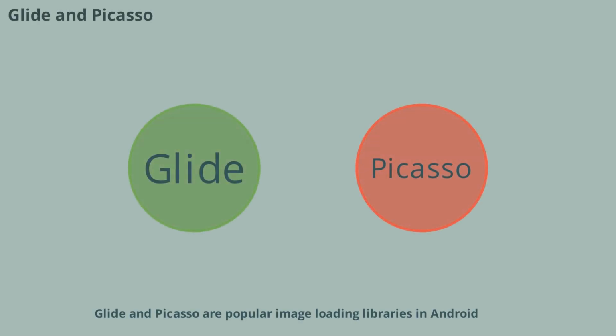Glide and Picasso are popular image loading libraries in Android. They handle image loading, caching, resizing, and transformation efficiently. Both libraries support memory and disk caching, placeholder images, and error handling, ensuring smooth user experiences even with image-heavy content.